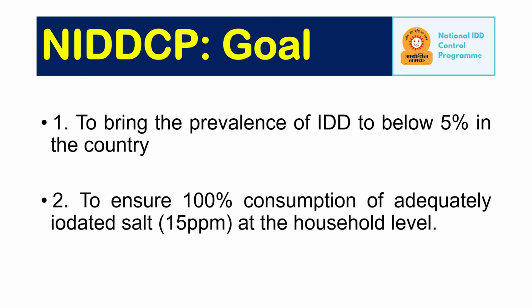The goals of the National Iodine Deficiency Disorders Control Program are, number 1, to bring the prevalence of iodine deficiency disorders to below 5% in the country, and to ensure 100% consumption of adequately iodated salt, that is, having 15 parts per million at the consumption level at the household level.